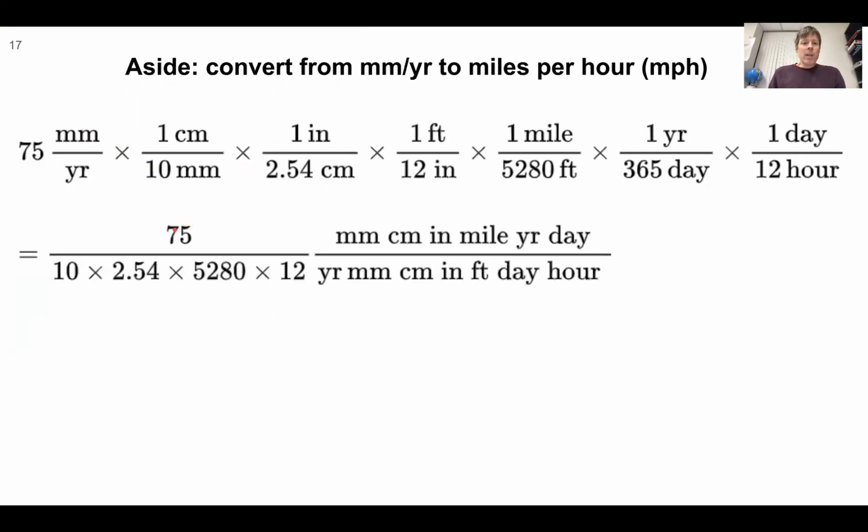You then can collect the numbers. So you got a 75 on top, and there's a 10, 2.54, 12, 5280, 365, 12. All those numbers get collected on the left.